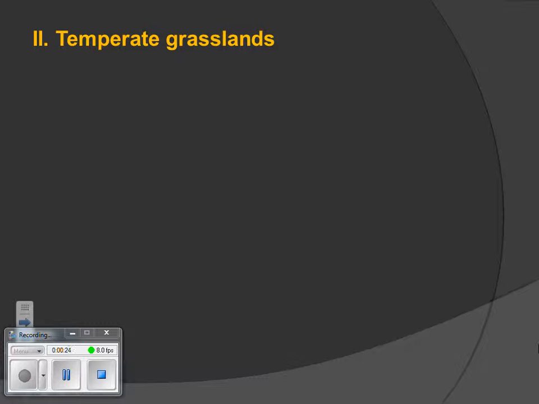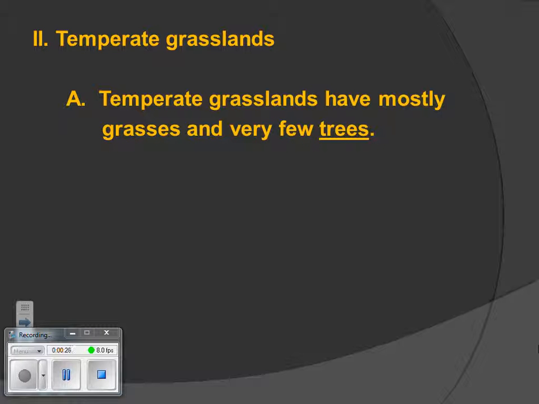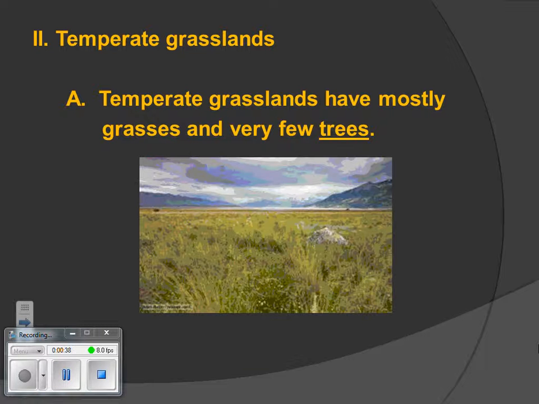So this is Roman numeral 2A. Temperate grasslands have mostly grasses and very few trees. And that's for the exact same reason that tropical grasslands have that, and that's because there's less rainfall than a forest. If you look at this picture, you can see that there are no trees in this one. That would indicate that there is no rivers or streams in this area, and that there is very little rainfall.